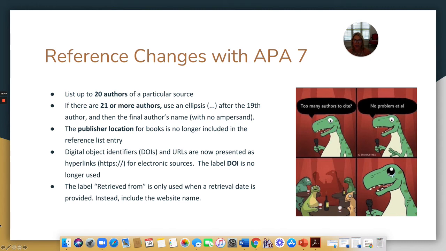The digital object identifiers, DOIs, and URLs are now presented as hyperlinks, so for your electronic sources. Whenever you have a reference, it's important that you put that hyperlink so that others can find where you were able to find those resources. And that label DOI is no longer used. We used to say DOI, and then we would list where the source came from. And then the label retrieved from is only used when a retrieval date is provided. Instead, you would use the website name.